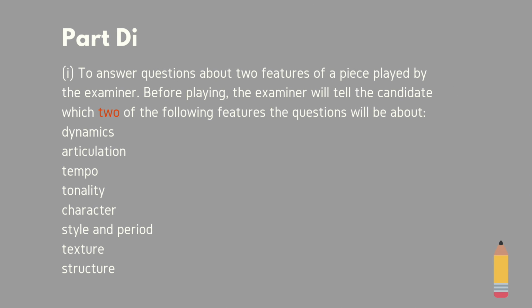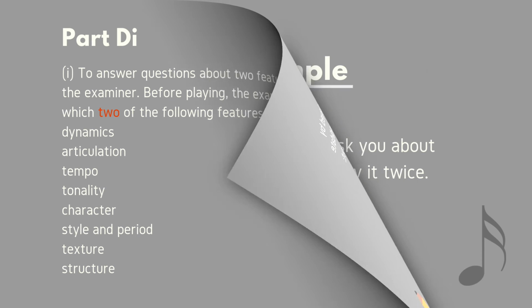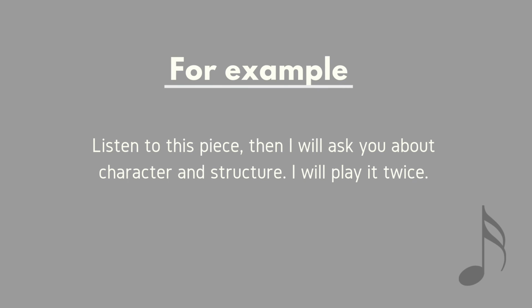Part D, Section 1. To answer questions about two features of a piece played by the examiner. Before playing, the examiner will tell the candidate which two of the following features the questions will be about: dynamics, articulation, tempo, tonality, character, style and period, texture, structure. Listen to this piece, then I will ask you about character and structure. I will play it twice.